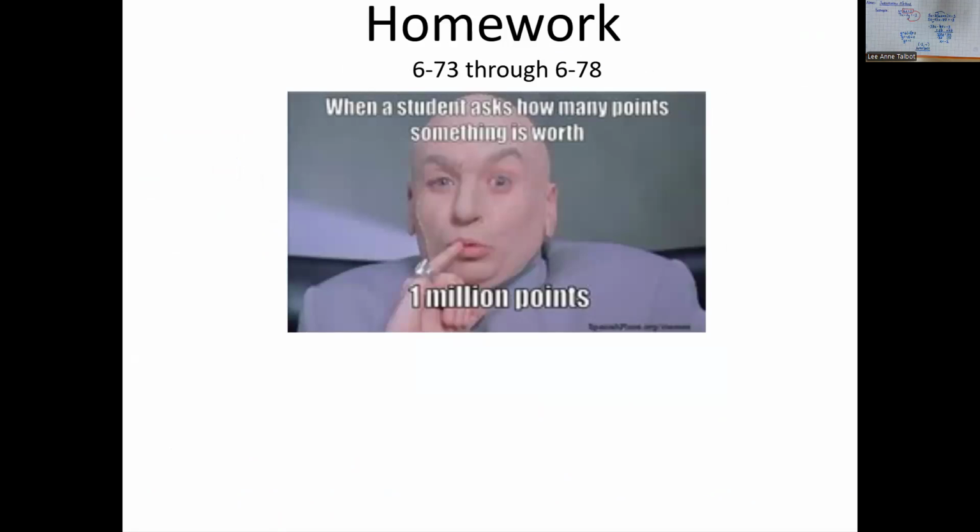And it says, when a student asks how many points something is worth, it's worth 1 million points. And that's from Austin Powers. If you don't know, it's hilarious. You should watch it. That's Dr. Evil right there. Everything is worth 1 million points.